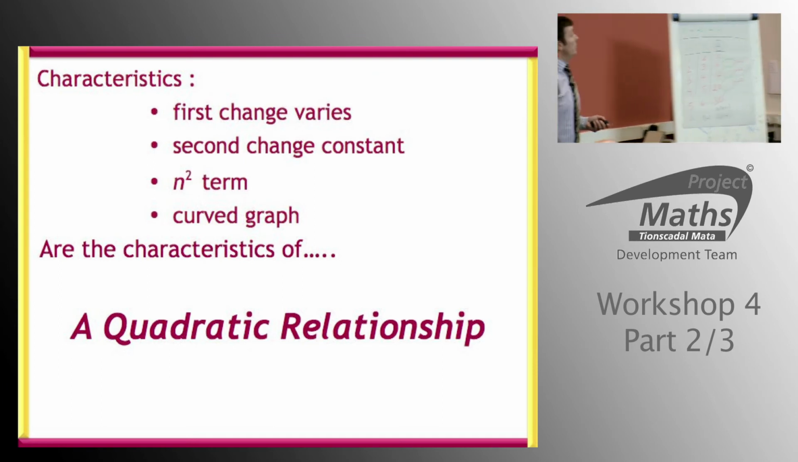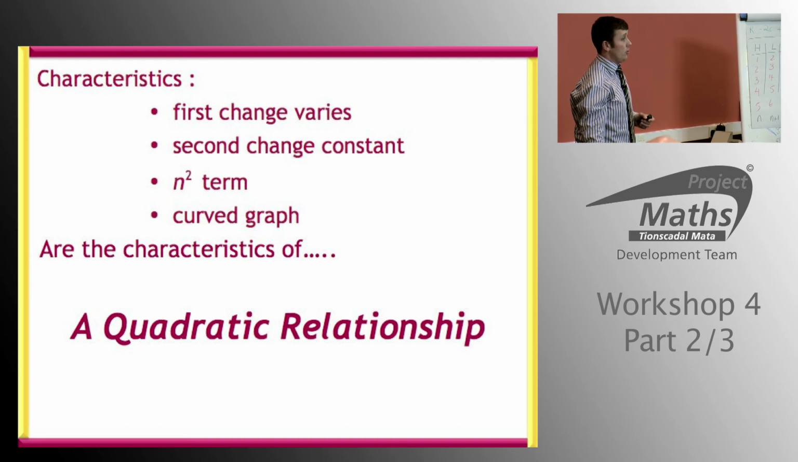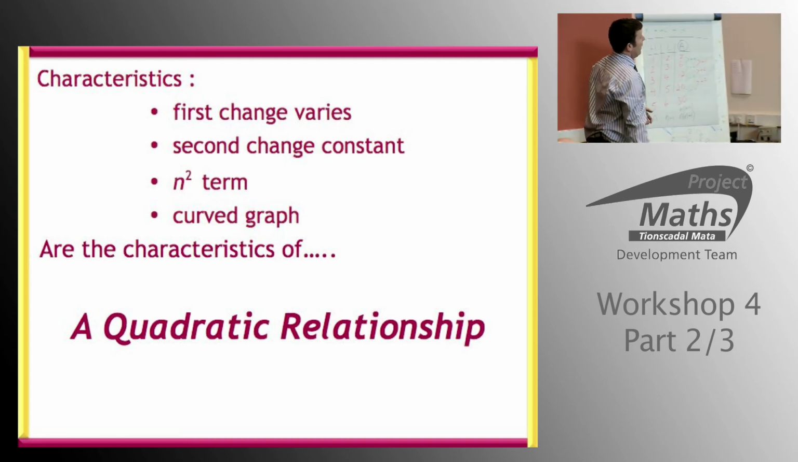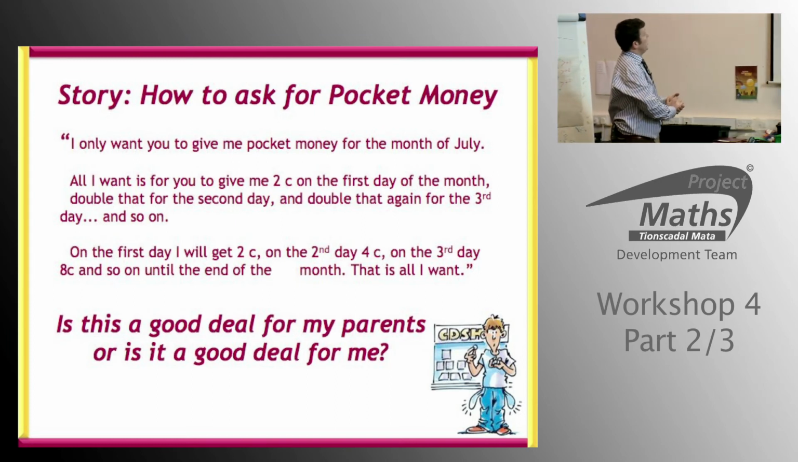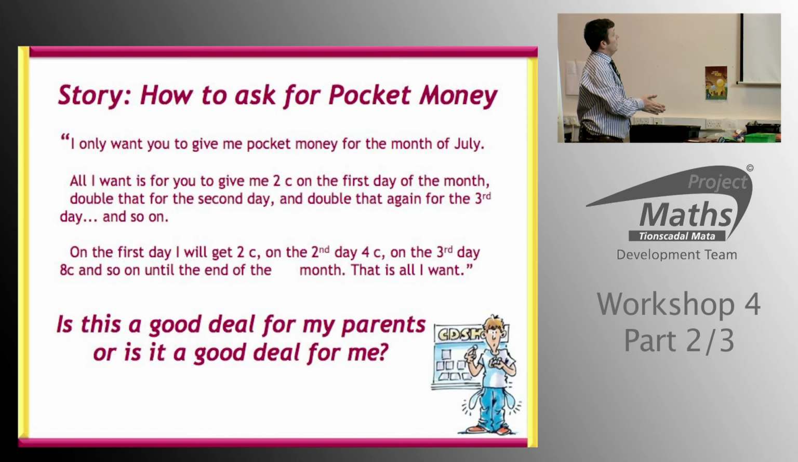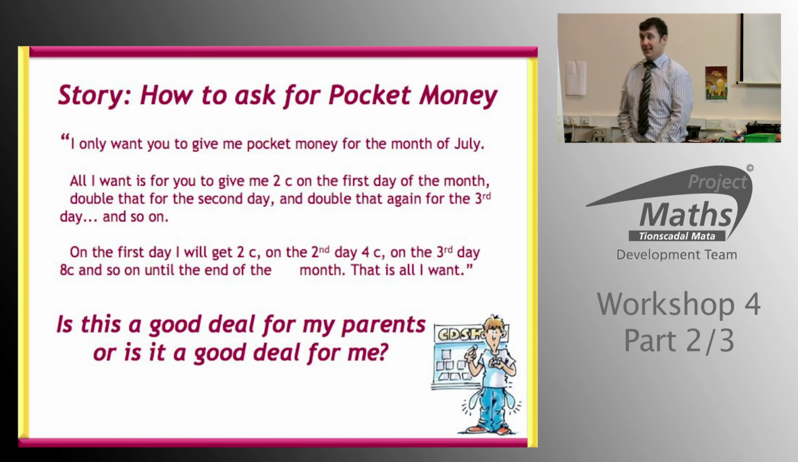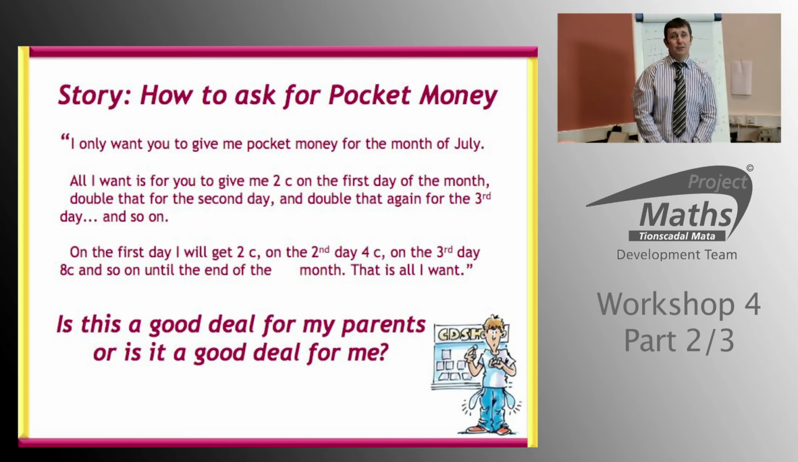Now we're just going to look at one more relationship very quickly and then we'll take our lunch. Okay, so how to ask for pocket money. I only want to give you pocket money for the month of July. All I want is to give you 2 cents on the first day of the month, double that for the second day, and double it again on the third day, and so on. So on the first day you get 2 cents, the second day 4, and on the third day 8, and so on until the end of the month. That's all I want. So if you went home from school someday and asked for that, what do you reckon? Would the parents be impressed?